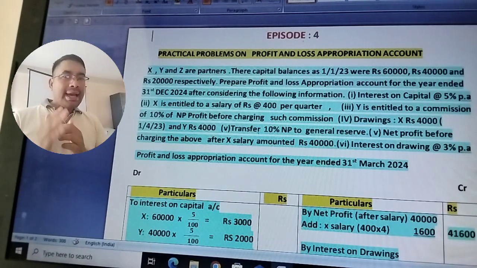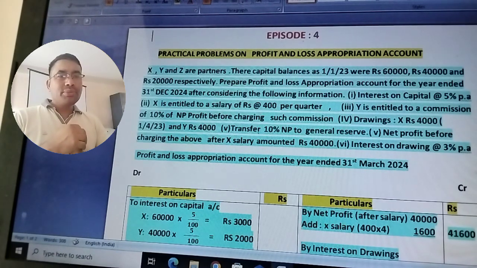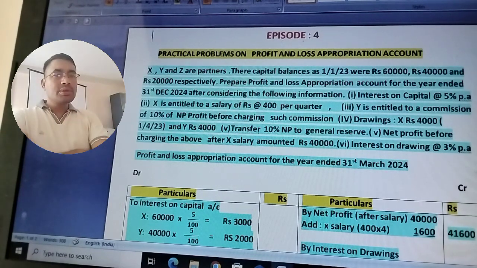So we have to add back salary in order to get the correct net profit. So we need to show partner's salary on the debit side of profit and loss appropriation account, but from net profit the salary has already been deducted, so we have to add it back and write partner's salary on the debit side of the profit and loss appropriation account, right? And the interest on drawings is 3% per annum. Prepare profit and loss appropriation account for the year ended 31st March 2000.